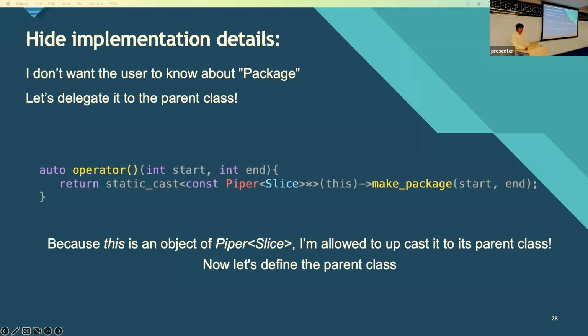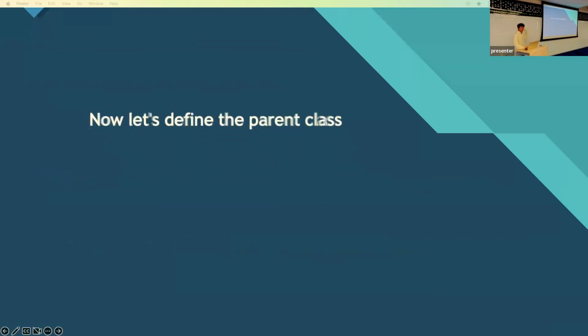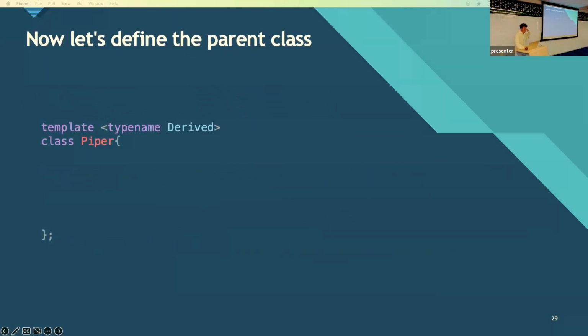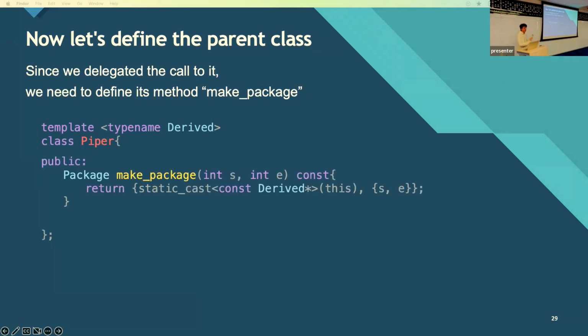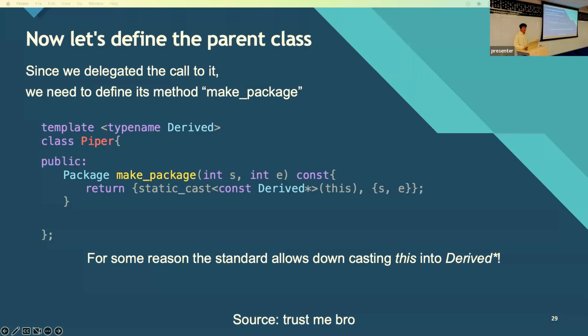So let's define the parent class, the one that we looked at the beginning of the talk, but we haven't defined yet. So since we delegated the call to it, we need to define a function called makePackage. And this is how it looks. It just returns, it downcasts itself, and then it also makes a tuple of the rest of the arguments. And so because it's a CRTP-based class, this is allowed. You can downcast yourself. This is not usually allowed, but trust me, it is allowed. Okay? There's a big reason why it is.